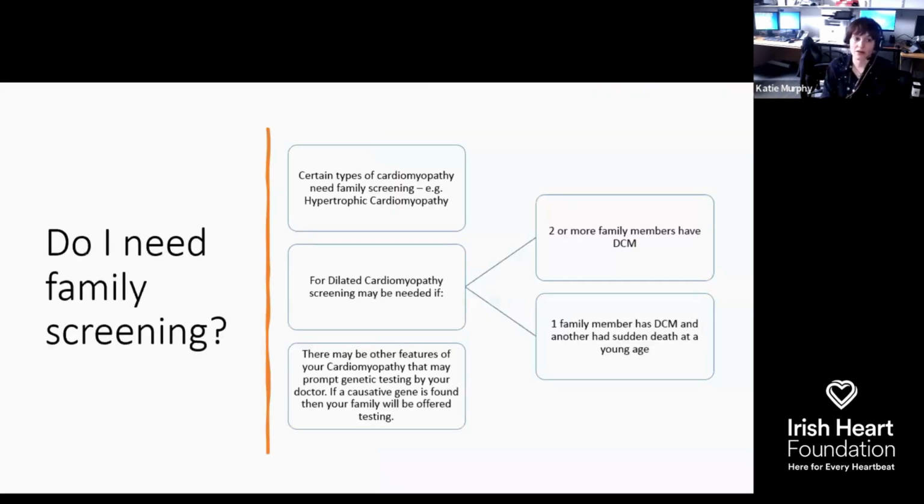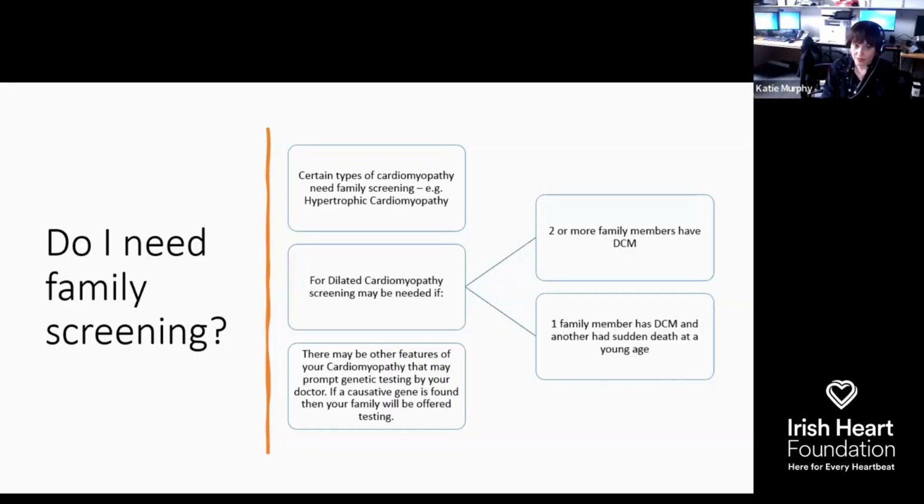So, just a very quick note on the need for family screening. Why might you be sent for family screening? Well, there are certain types of cardiomyopathy where it is recommended that if you have it, you get family screening. One example might be hypertrophic cardiomyopathy.